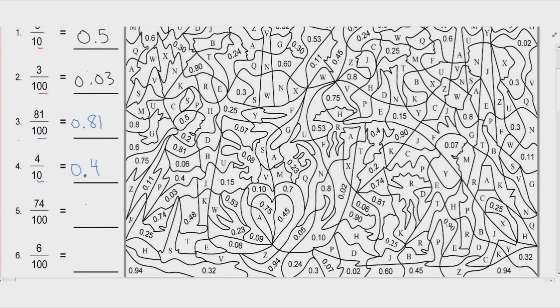Number 5, we have 74. The decimal's not in sight, so it's on the right there. We have 2 zeros. We have 100. So we move the decimal 2 spaces. 1, 2. There you go. Add a 0, so we get 0.74.